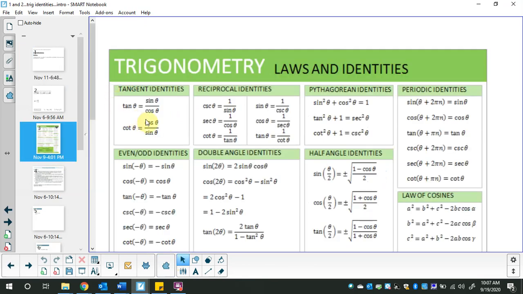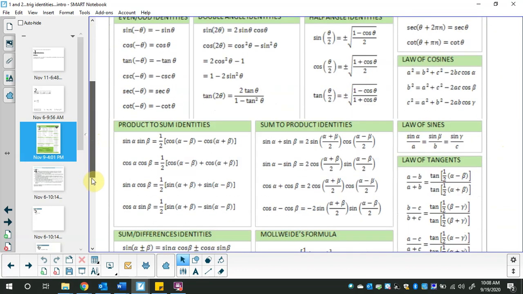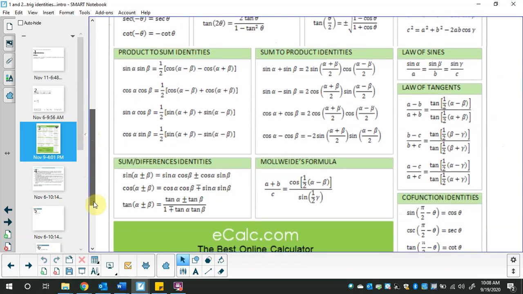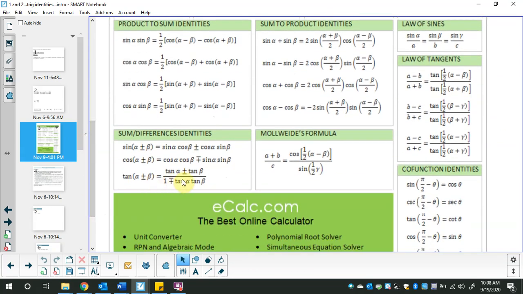we're going to cover tangent identities today, and we're going to cover reciprocal identities today, and we're going to cover 9 Pythagorean identities today. So that's 2, 4, 6, 8, and 9 more, so we'll have 17 today. We eventually look at the double angle identities in this course as well, and we look at the sum difference identities.